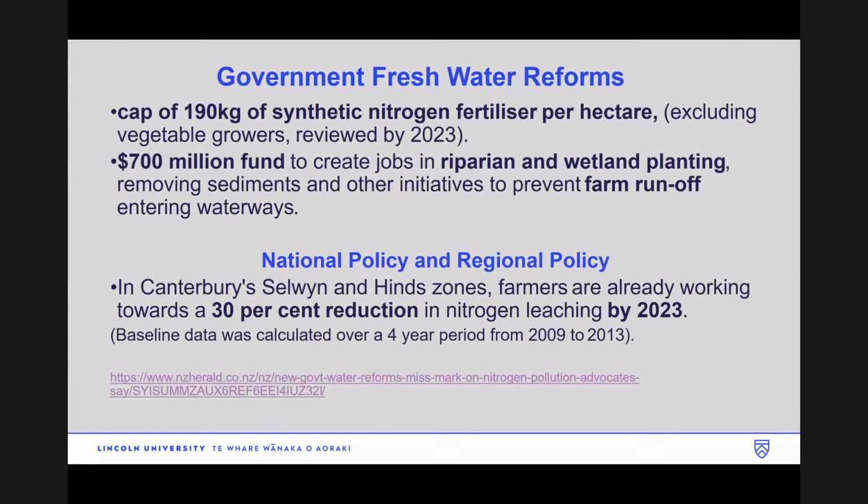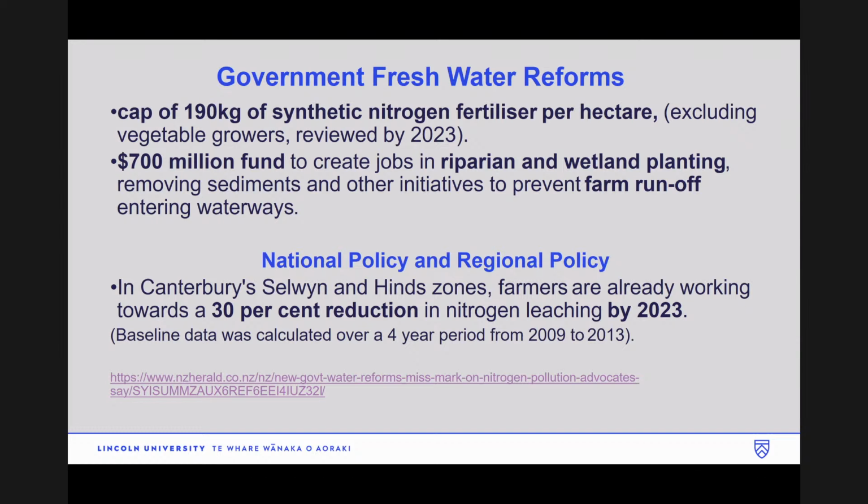So what's the government wanting to do about it? Look, they came along with our freshwater reforms. They said, look, you're only allowed to use 190 kgs of synthetic nitrogen. That does not apply to vegetable growers. There's a $7 million fund to create jobs and riparian in wetlands. So they're trying to do the waterways and fence those off. And also farmers are going to have to report how much nitrogen they are applying to the council, and there's also going to be sales records from our fertilizer companies as well.